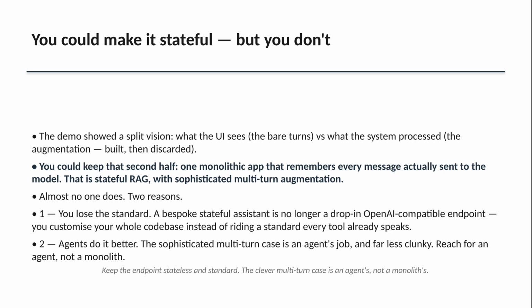There are two reasons. The first is the standard. The moment your assistant becomes a stateful, bespoke thing, it stops being a drop-in, OpenAI-compatible endpoint. You give up the contract the whole ecosystem already speaks, and you customize your entire codebase instead. The standard is worth more than the cleverness. The second is that there is a better tool. That sophisticated multi-turn case, deciding what to retrieve, when, and how to carry it forward, is exactly what an agent does, and far less clunkily.